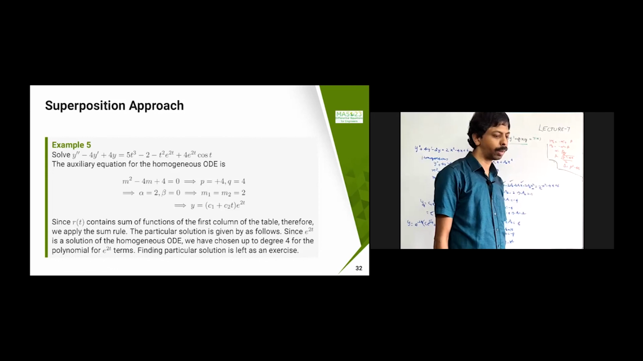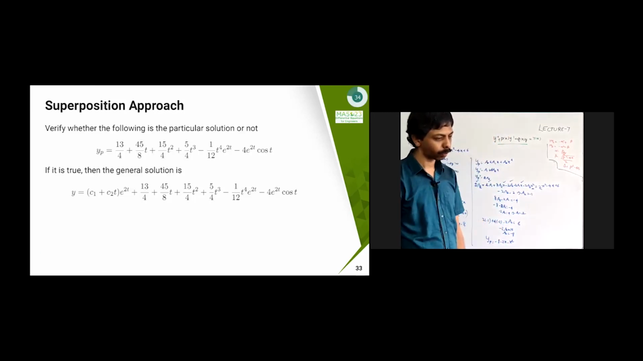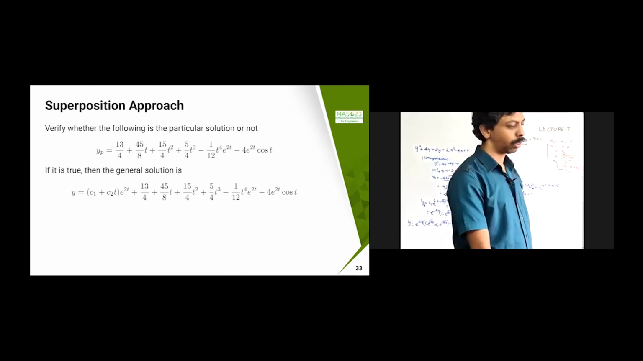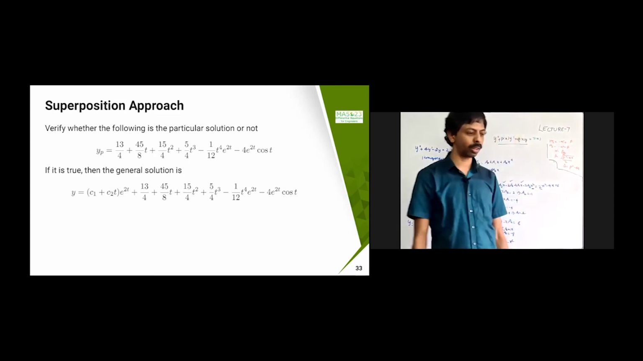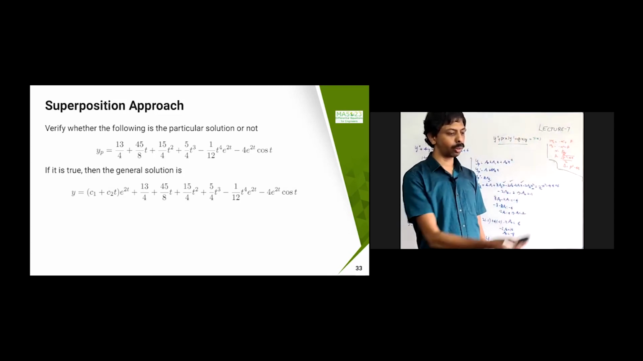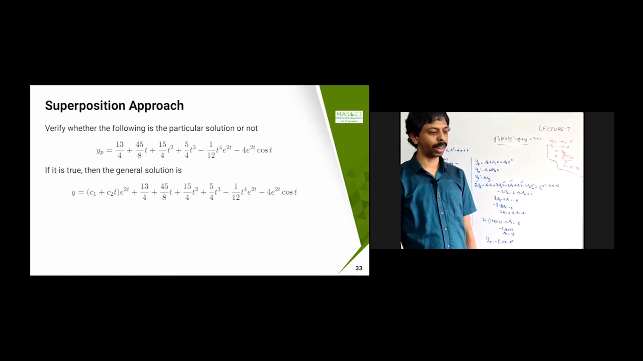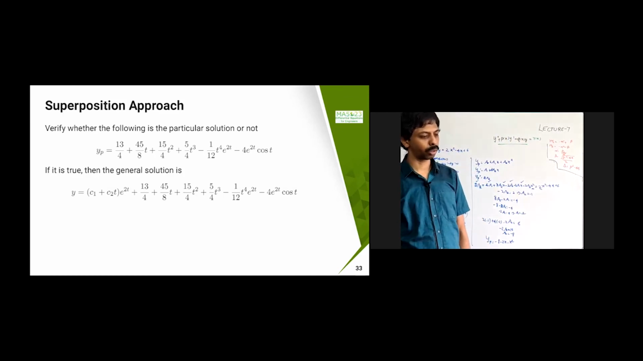You can find the particular solution for this problem, and you can also verify that. The particular solution I am also giving. So the general solution is given in this way: 13 by 4 plus 45 by 8 into t, etc. is going to come. So this also you can verify.